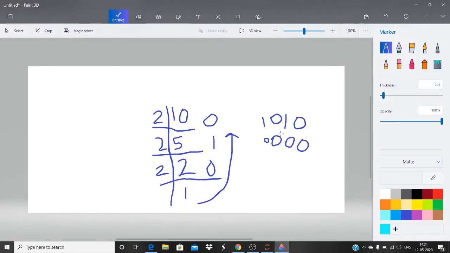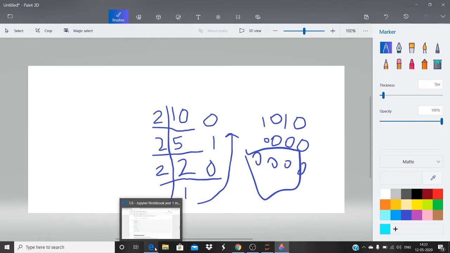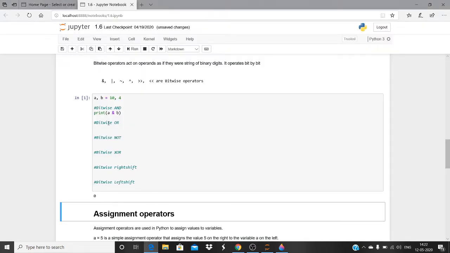When we apply AND, it means both should be 1, then only the answer will be 1, right? So 0 and 0, both are 0, answer is 0. Both should be 1, then the answer will be 1. So it will be 0, 0, 1, they are not similar. 0, 0, 0, again 0, and 0, 1 also not similar. So the main answer will be 0.